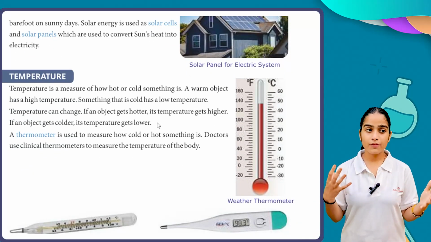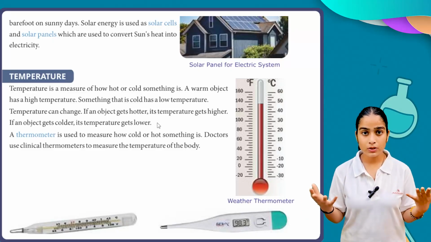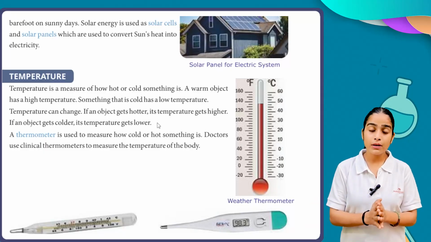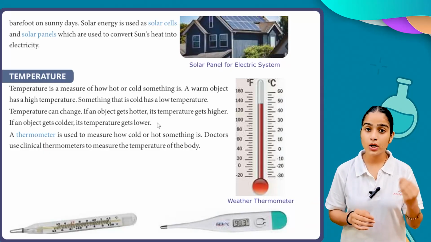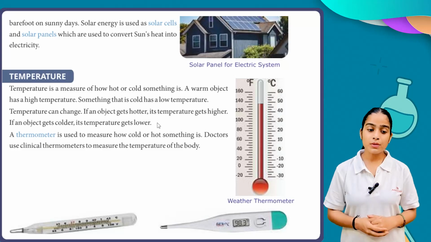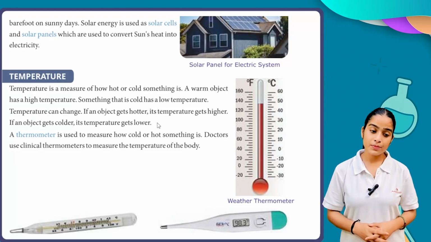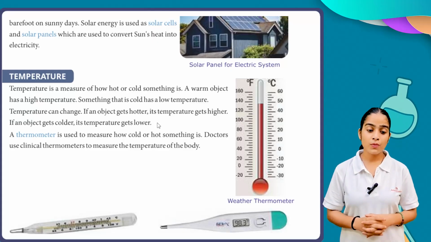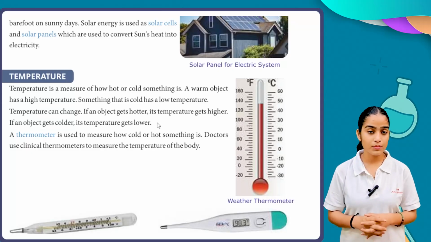Next, we have temperature. For example, if you have a fever, what does the doctor say? That your temperature increases. So if we want to study heat, temperature plays an important role here. Temperature is a measure of how hot or cold something is. A warm object has high temperature, and something that is cold has low temperature. Temperature can change. If an object gets hotter, its temperature gets higher. If an object gets colder, its temperature gets lower.